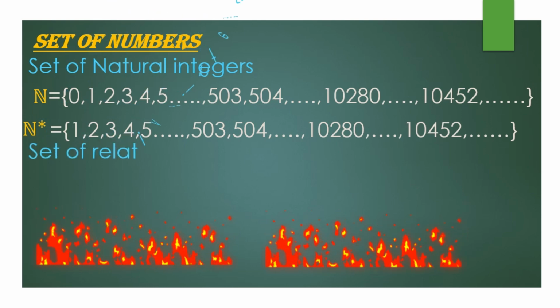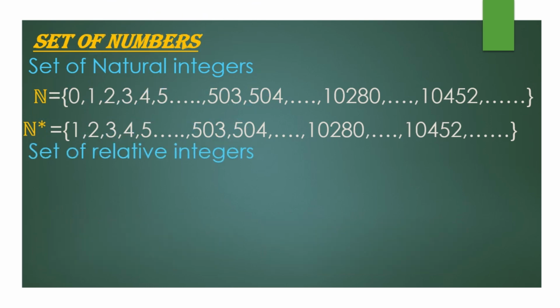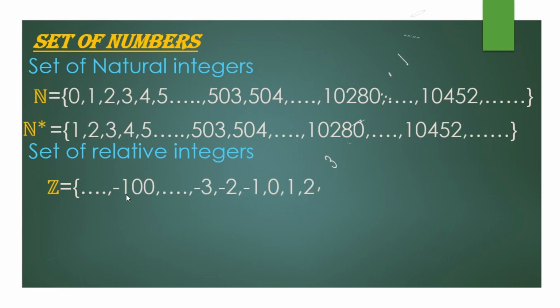Z, the set of relative integers, is the set containing the positive whole numbers and the negative whole numbers, the relative integers. This is Z. Minus whole numbers, 0, and plus whole numbers. Z star is Z deprived of 0. Z without 0. This is Z star.